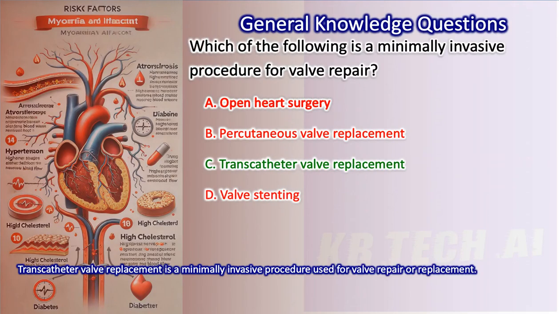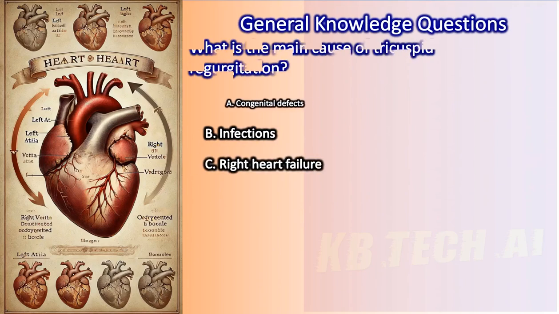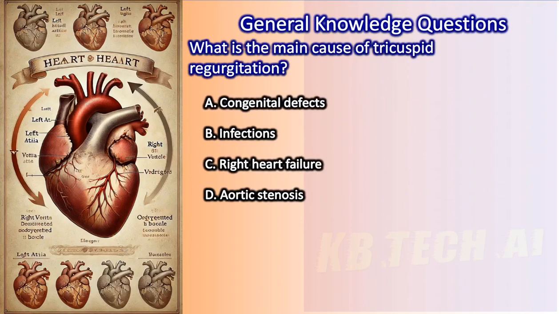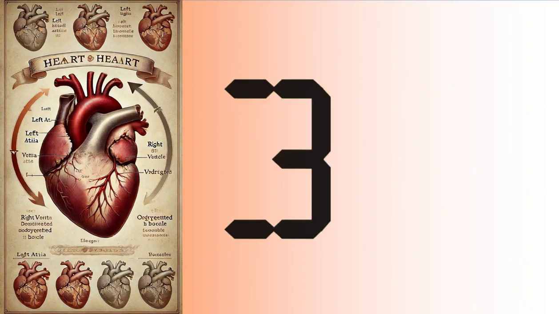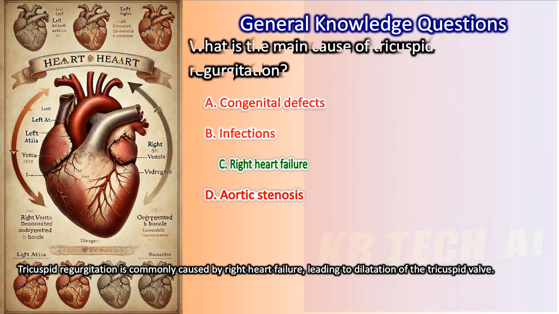Transcatheter valve replacement. Which is the main cause of tricuspid regurgitation? Option 1. Congenital defects. Option 2. Infections. Option 3. Right heart failure. Option 4. Aortic stenosis. The answer is option 3, right heart failure.